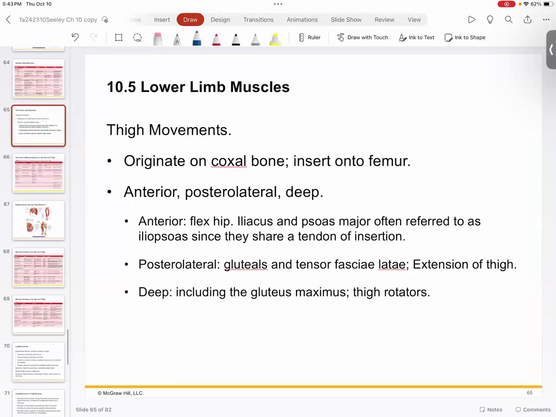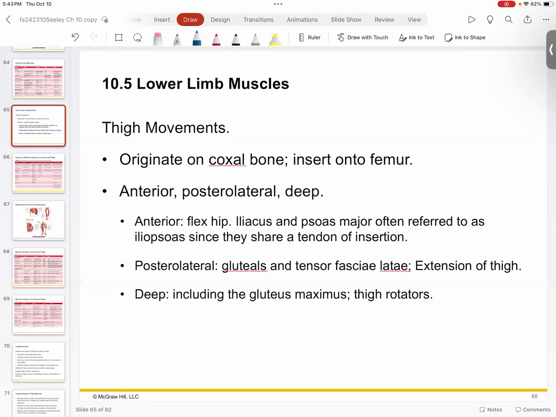Okay, let's go ahead and take a look at the lower limb. So lower limb, basically a lot of your thigh muscles are originating on the coxal bone, and they insert onto the femur. So they're pulling on your tailbone. They insert on the femur. So for instance, on the anterior, you're going to have the iliacus and the psoas major. Basically together, they are the iliopsoas, and they basically share a tendon of the same insertion.